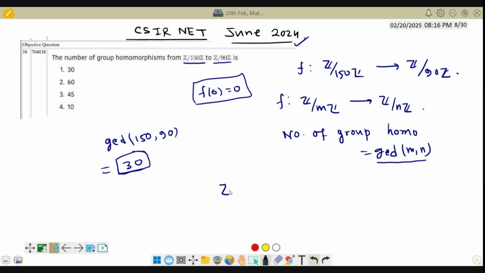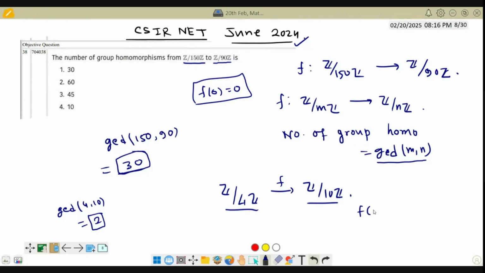Suppose they ask you to find a group homomorphism from Z mod 4Z to Z mod 10Z, an explicit group homomorphism. How will you find it? According to this formula, you have GCD of 4 and 10, that means you have 2, right? So give me one: the trivial one, f of x is 0 for all x belonging to Z mod 4Z.